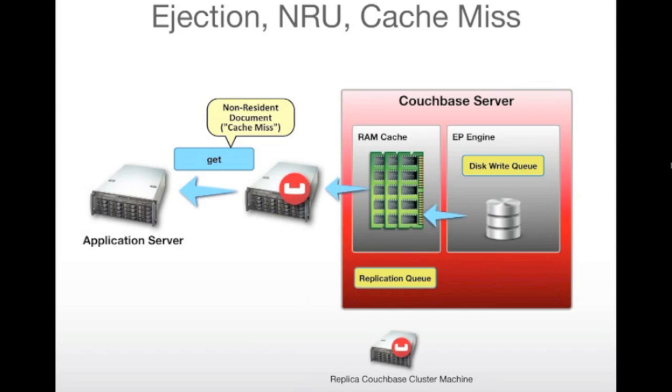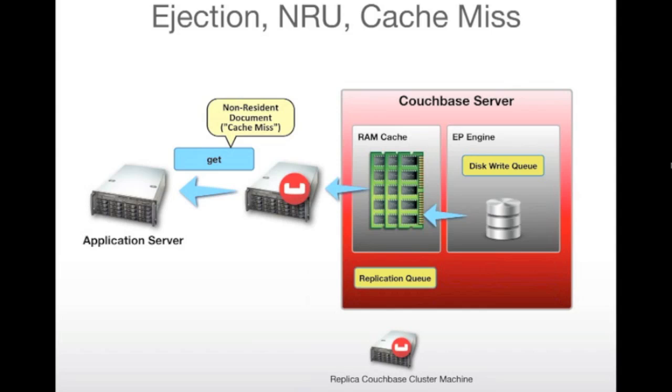This is not very common. Most of our users and customers actually try to keep a very high residency ratio of values in RAM, not just document values in RAM. But this is what happens, just so you understand what happens if you do get up to 90% of your allocated RAM. It'll eject onto disk, and then when you do a get, it'll pull it back into the RAM cache and return it back to the application server.